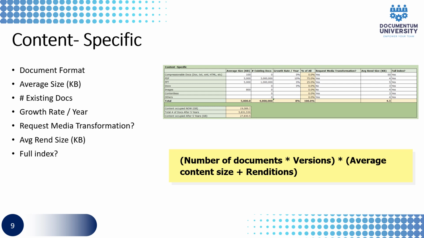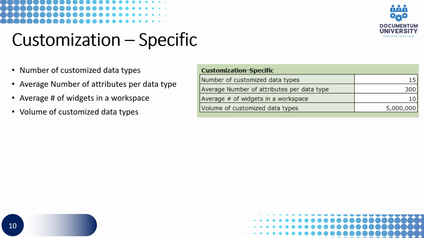To calculate the storage space required for Documentum Content Server, you can use the following formula: number of documents times versions times average content size plus renditions. Customization specific. In this section, we will discuss the parameters that will impact the size of the database storage.